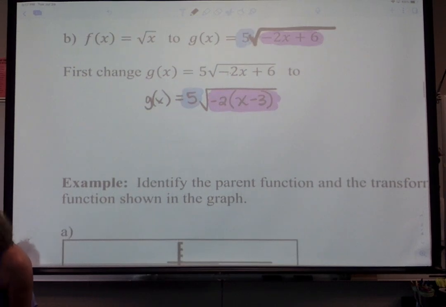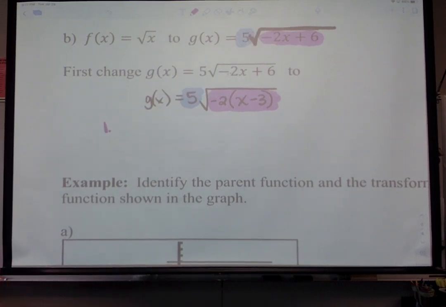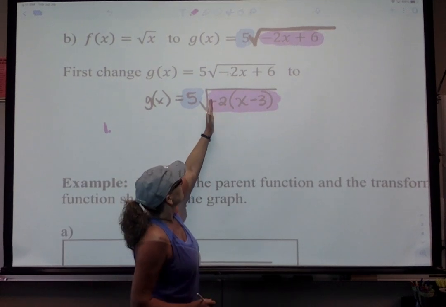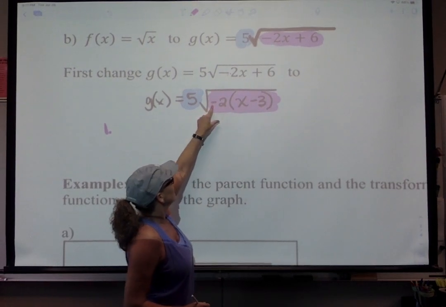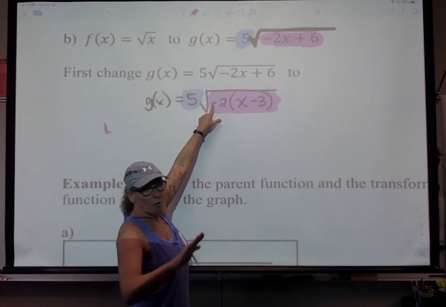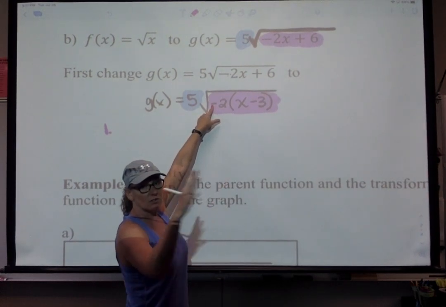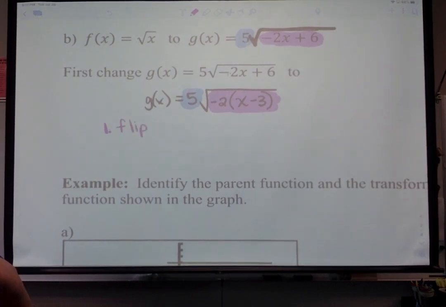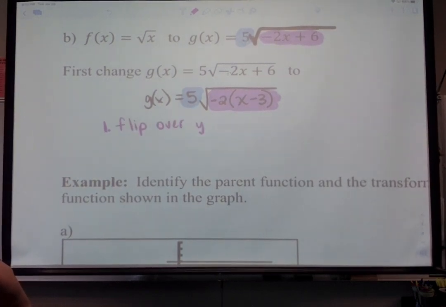So now let's talk about what happened. Let's talk about the transformations. Pink first. We're going to look at the pink. It's in factored form. Let's start with the left and work our way right. Ready? Negative, all by itself. What does it do? Horizontal. So that's going to be a flip over the y-axis.